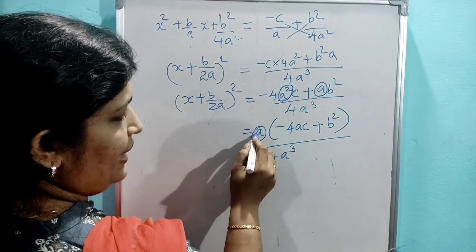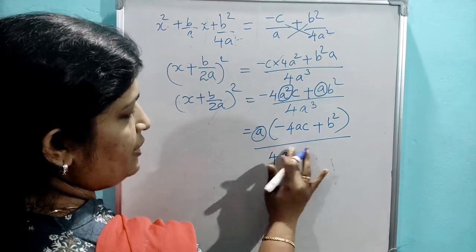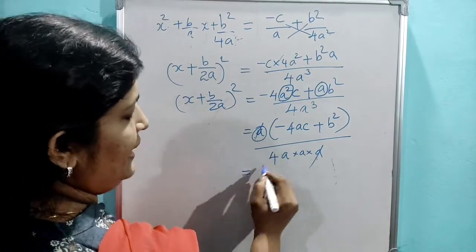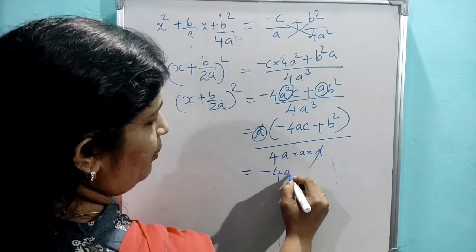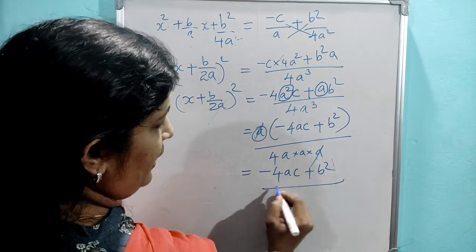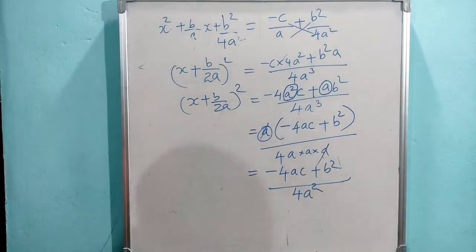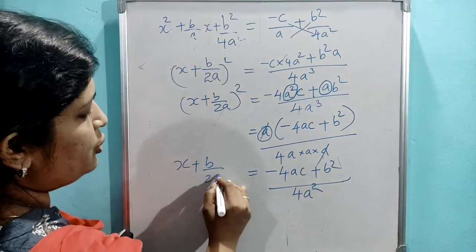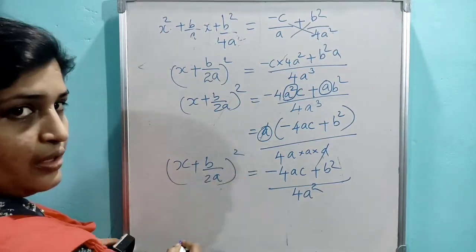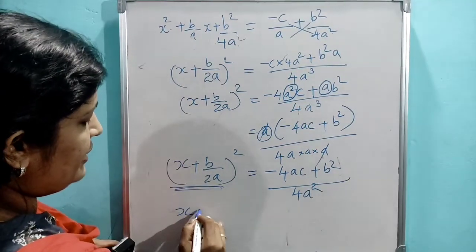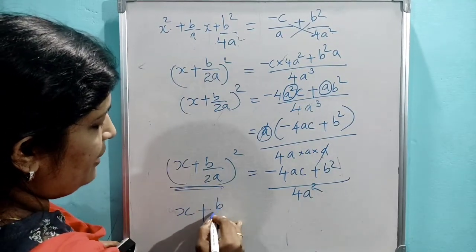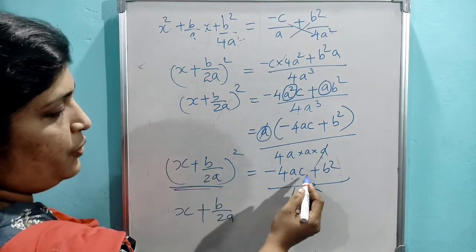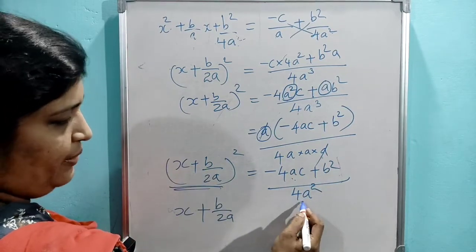Now let us cancel a cube and a. A cube means a into a, so cancel one a from both sides. Then in the numerator we have minus 4ac plus b square, over 4a square. So here we have x plus b by 2a the whole square. Then what is this? That is equal to x plus b by 2a, square of this is equal to minus 4ac plus b square by 4a square.